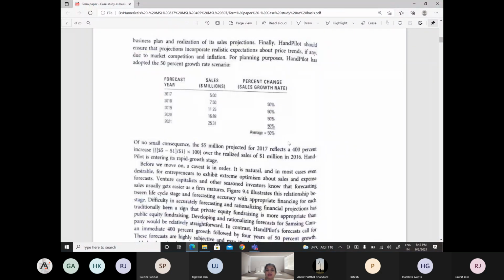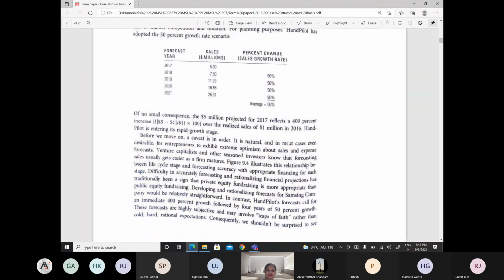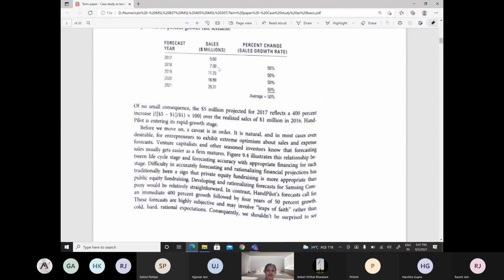For planning purposes, Handpilot has adopted the 50% growth rate scenario. So if 50% is what they are adopting, then year-on-year growth will look like this. In 2017, they started with 5 million. 2018, with the 50% growth rate, it will become 7.5 million. 2019, it will become 11.25 million. 2020, it will become 16.88 million. And 2021, it will become 25.31 million.